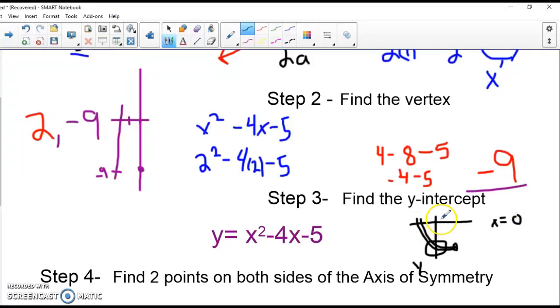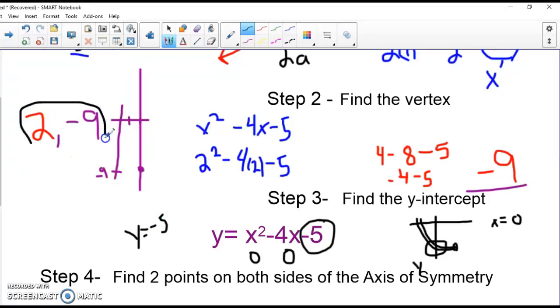So that means that x equals 0. We're not going to go left or right any. We're going to be right here, and we're trying to figure out where it hits this line. So we put 0 in here for x, and we put 0 in here for x. So we have x squared, 0. 4 times 0 is 0. So our simple answer is y equals negative 5. So we have another point for this parabola.